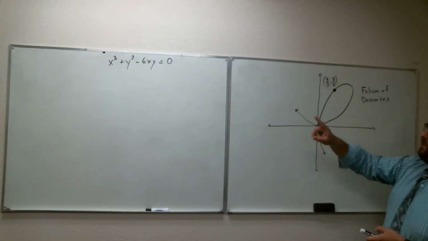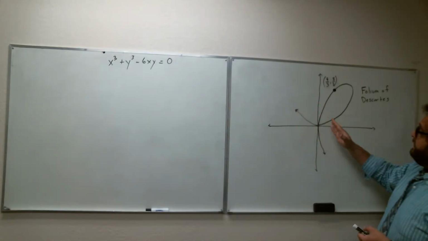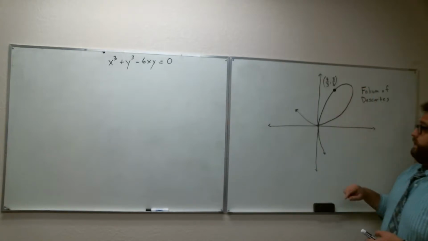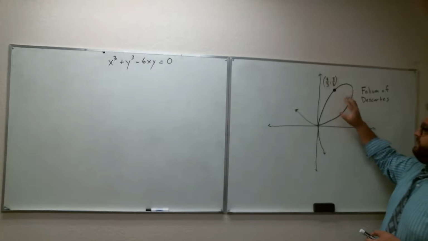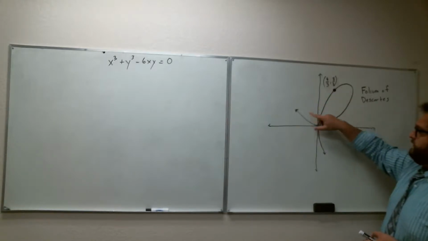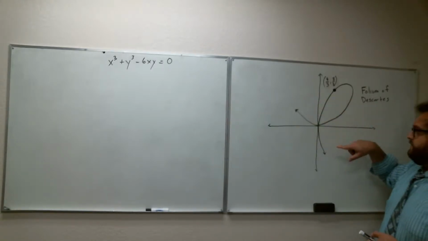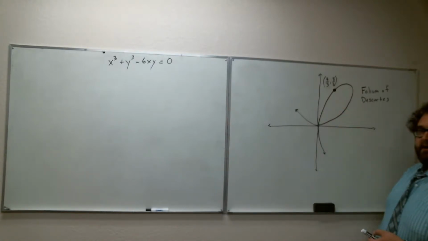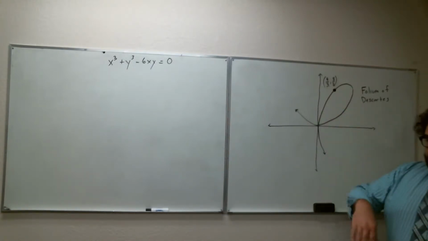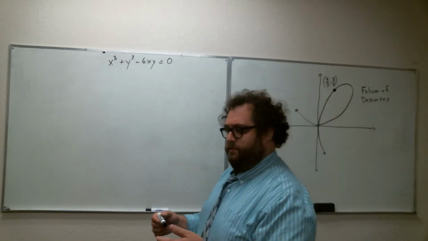So if you graph a bunch of points, it looks like this: the folium of Descartes. Here we're just concerned with the first quadrant. If you continue the function, I believe you would get 3 petals actually, but we're just looking here at the upper right-hand petal in the first quadrant. So enough of that. Let's do implicit differentiation.